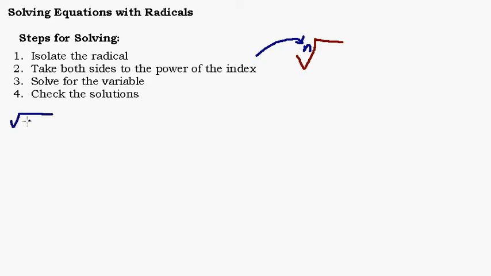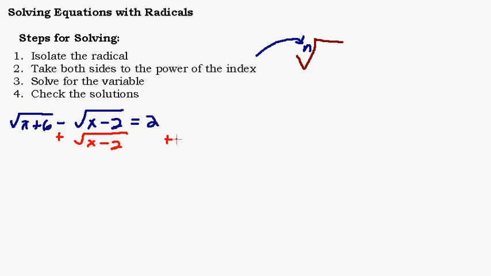Let's say we have the square root of x plus 6 minus the square root of x minus 2 equals 2. So you can see from step number 1 we're supposed to isolate the radical, and we're already in a little bit of a situation because we have two radicals and we can't isolate them both. We can really only isolate one. So let's go ahead and do that by moving this square root of x minus 2 to the other side.